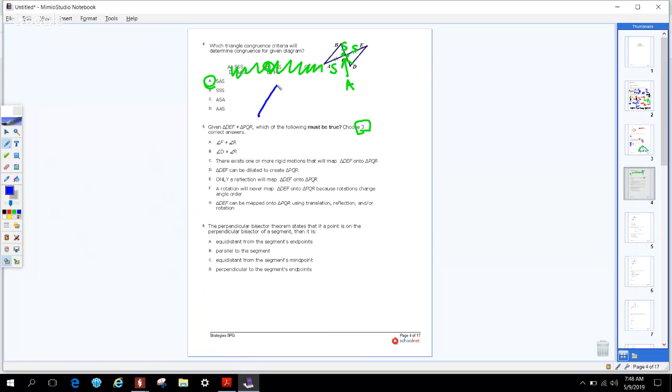I'm going to draw these triangles up here. The main thing for this is that you should draw out triangles. You won't be able to write on the packet because it's a district test, but on scrap paper, you will be able to do it. Make sure that you label in order.